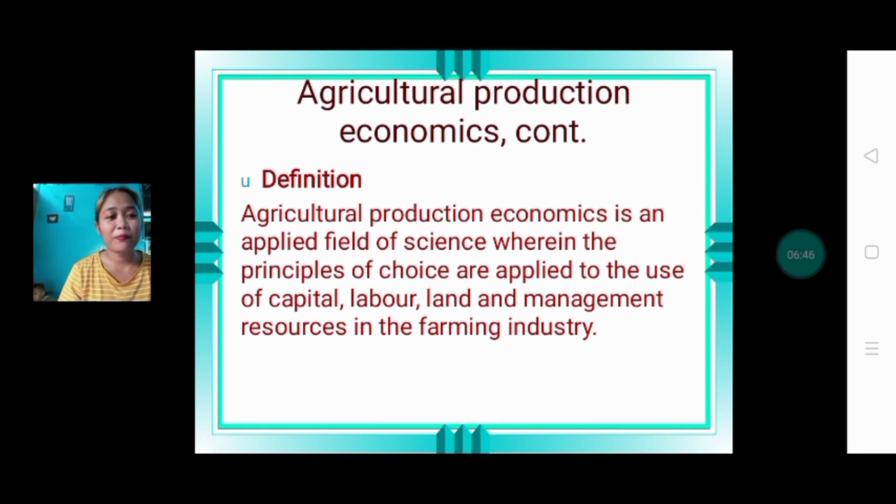Next is the definition. Let's talk about the definition of agricultural production economics. Agricultural production economics is an applied field of science wherein the principles of choice are applied to the use of capital, labor, land management, and resources in the farming industry.